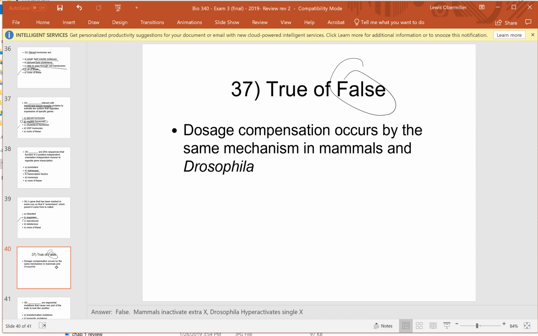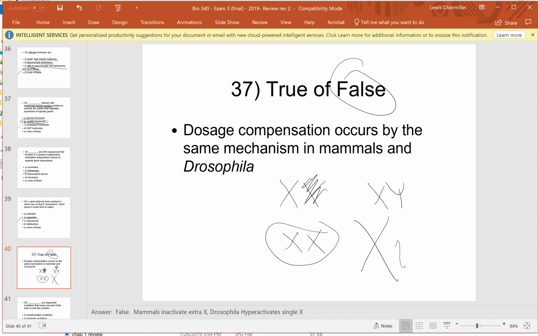False. Remember, Drosophila do hyperactivation of the X so that the males get twice as much dose as the females. So in humans, this is shut down. In Drosophila, these stay on. In this one, the genes get expressed to twice the level.